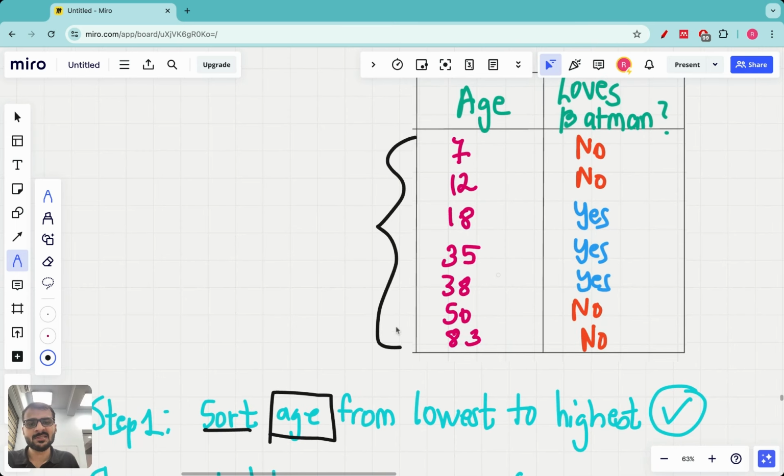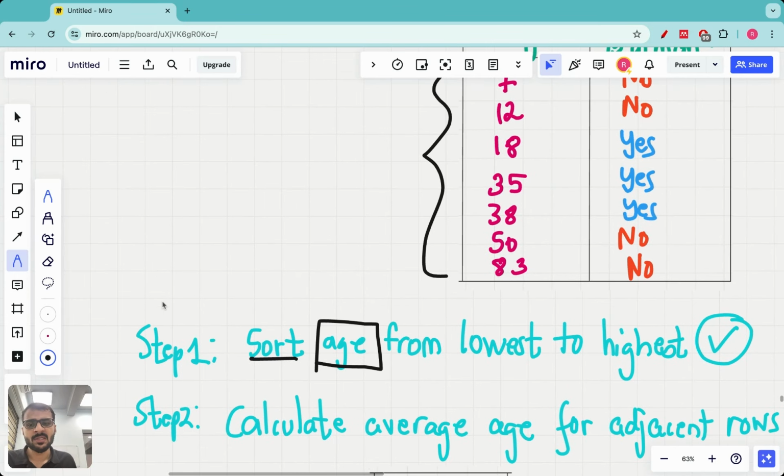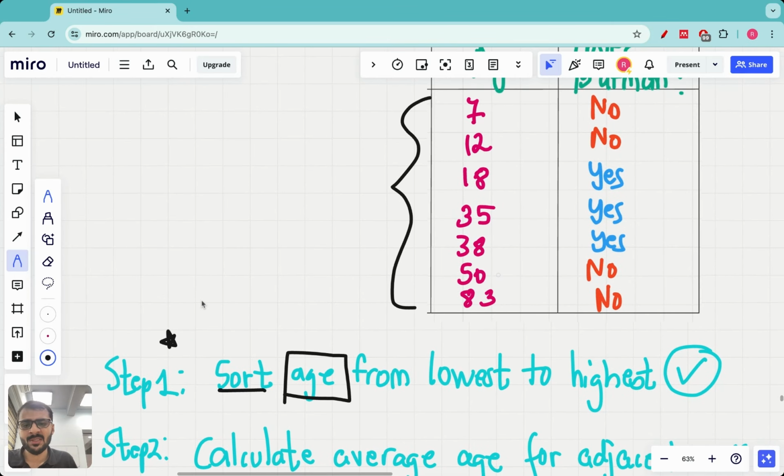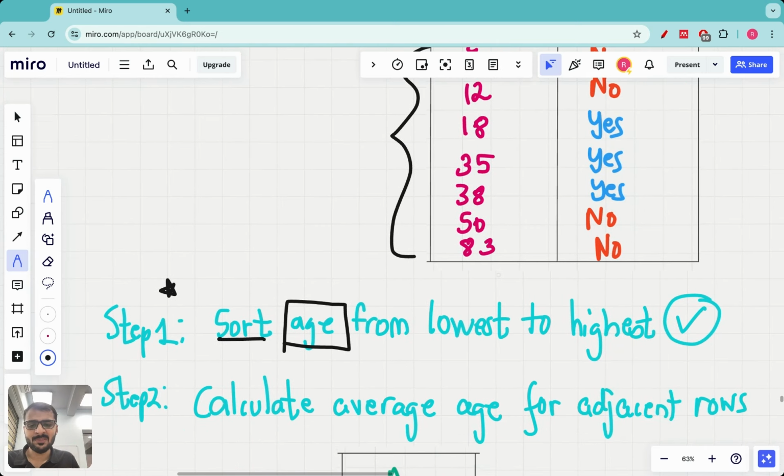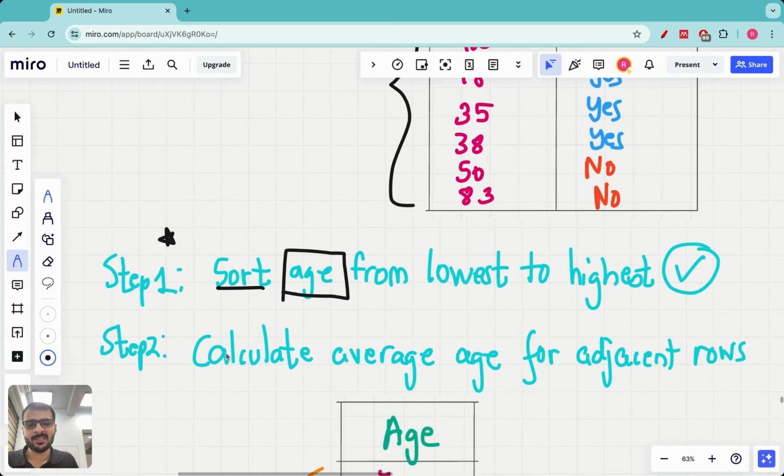Let's see if that is done for age. We can see that it's already sorted from low to high. If you are working with a new classification tree and you have a numerical feature which is not sorted, the first step is to always sort that feature from the lowest value to the highest value. Great. So this step is done right now. Now we move to the next step.